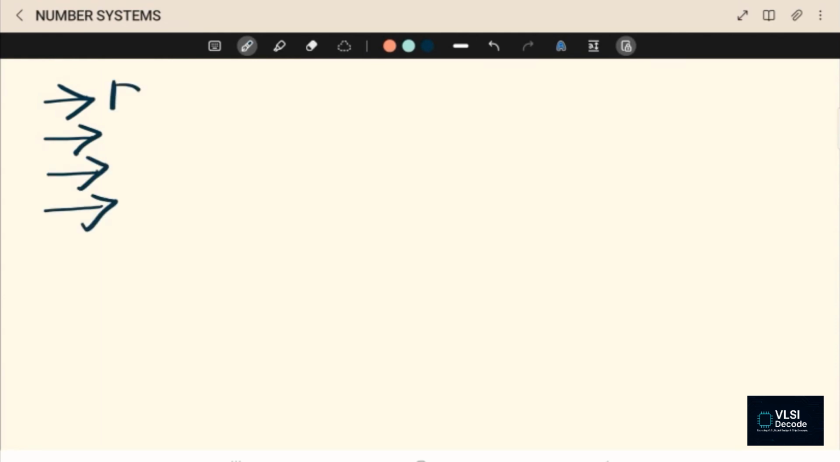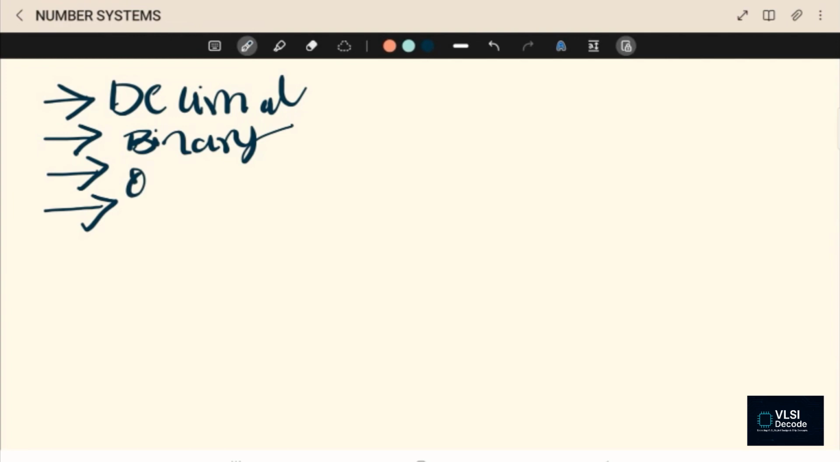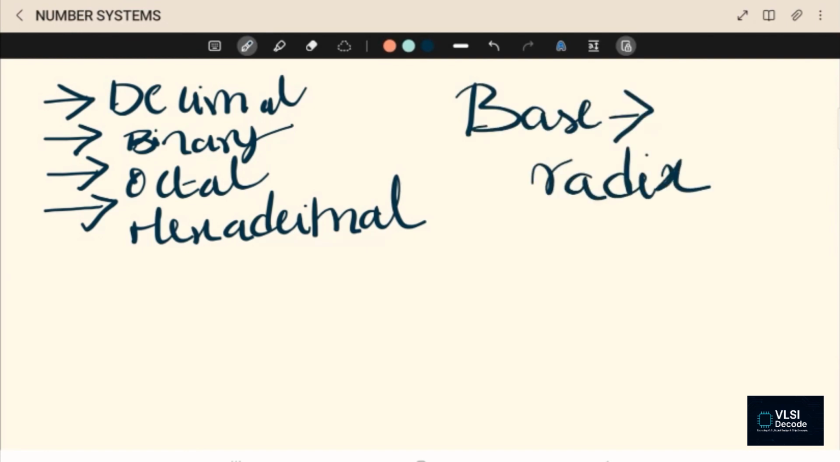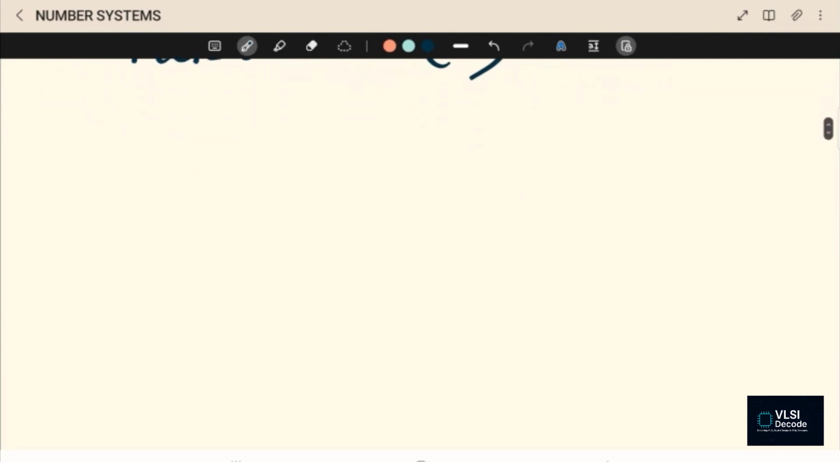So starting with number systems, we have 4 types: decimal, binary, octal, and hexadecimal. Okay. So the base is nothing but the radix. So radix is the base of the number. For decimal it is 10, binary 2, octal 8, and hexadecimal it is 16.